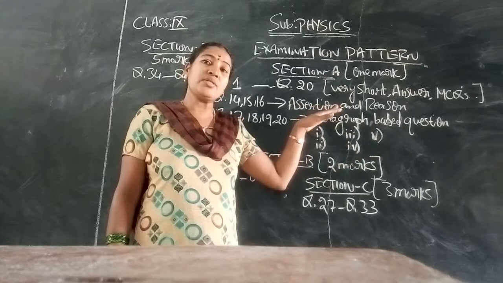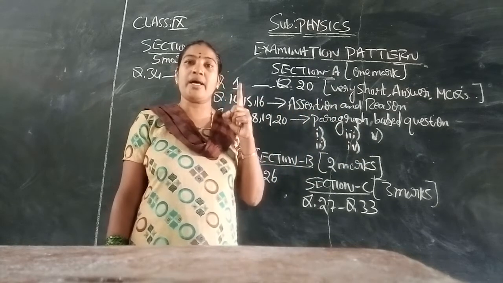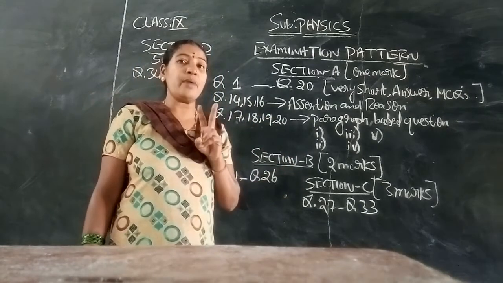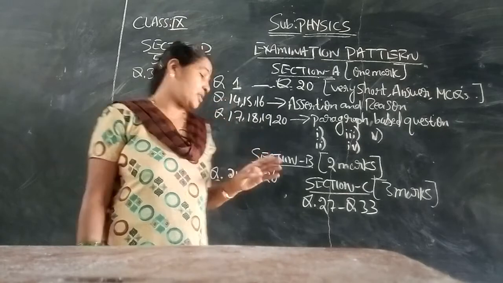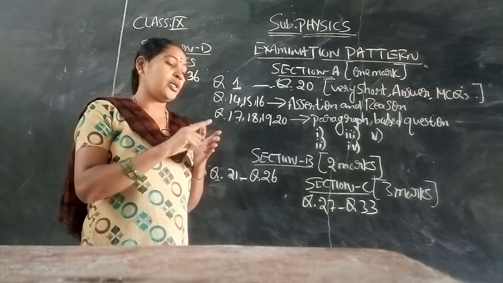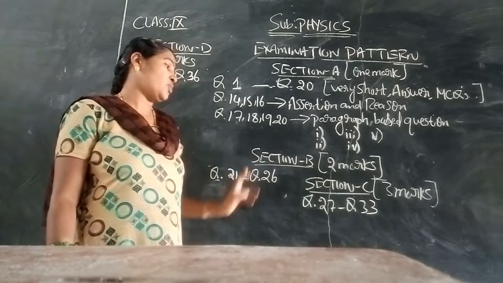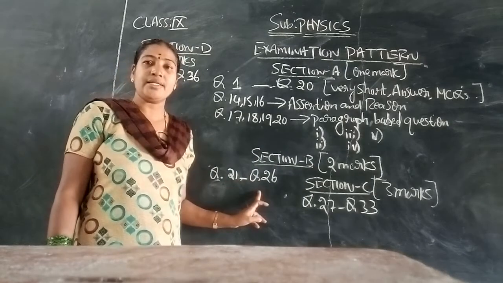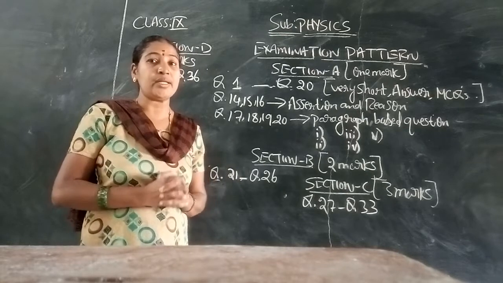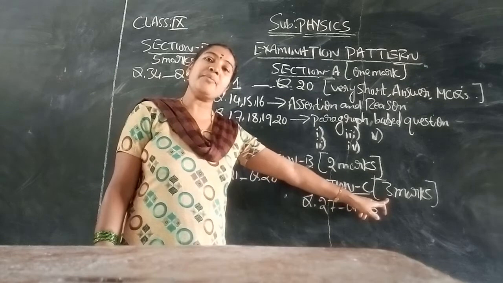So how many questions have finished now? 20 questions, 1 to 20, mainly based on 1 mark. Now section B is mainly based on 2 marks questions. How many questions in the 2 marks section? 6 questions, 21, 22, 23, 24, 25, 26. In that there are physics, chemistry and biology questions, altogether 6 questions.